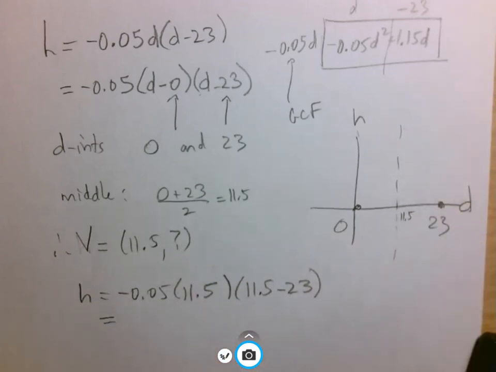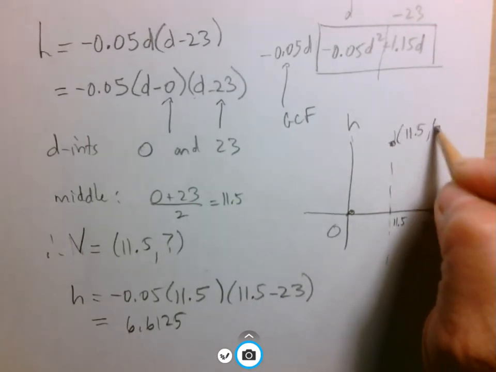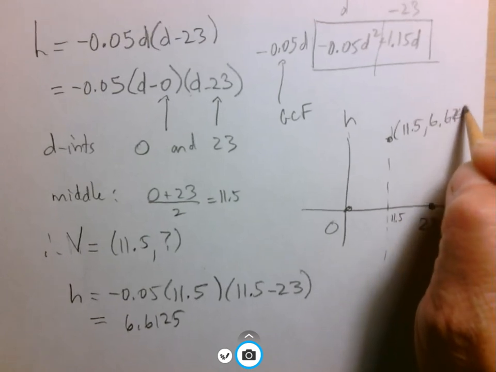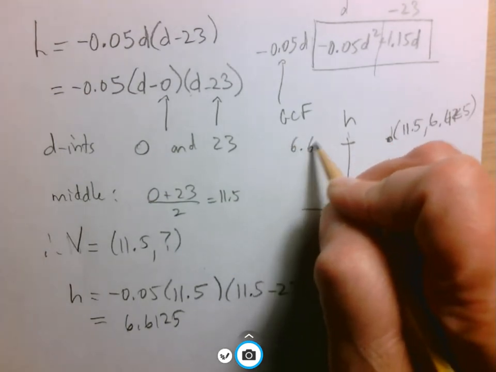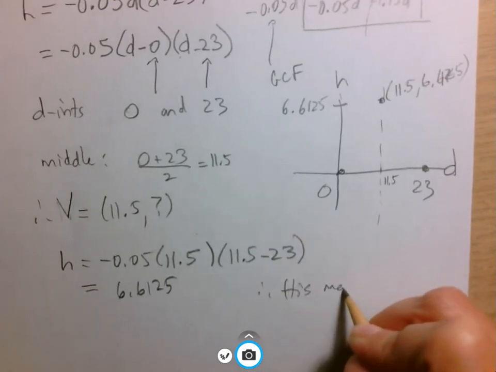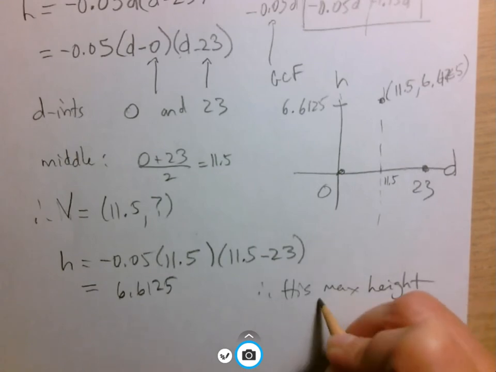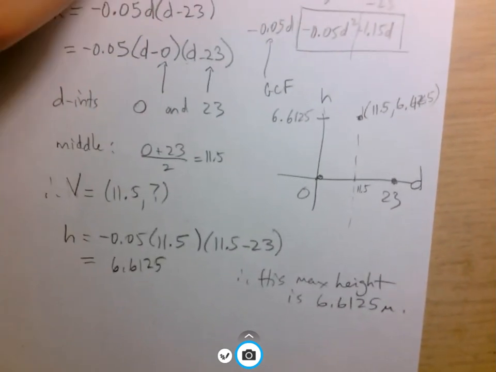So I'll get my calculator. Times 11.5 times, I get 6.6125. Okay, so that tells me that my vertex is here, 11.5, 6.6125. And that is my maximum height, 6.6125. And so then we answer the question: therefore his maximum height is 6.6125 meters.